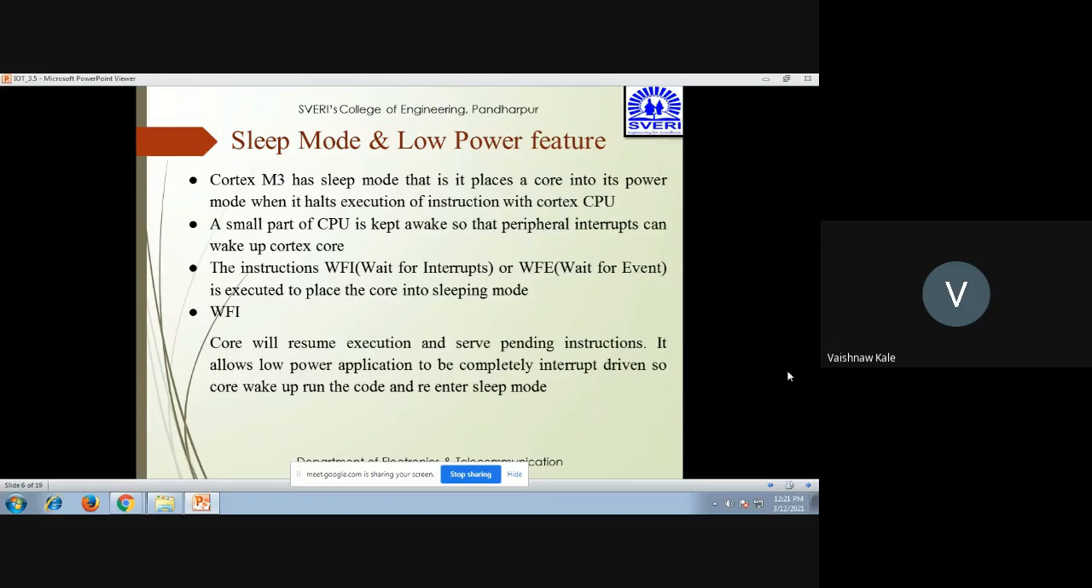Now what does WFI mean and what does WFE mean? Both the instructions are executed in order to keep the core in a sleeping mode. The first one is WFI. The core will resume execution and serve pending instructions. It allows a low power application to be completely interrupt driven. So the core wakes up, runs the code and re-enters the sleep mode.